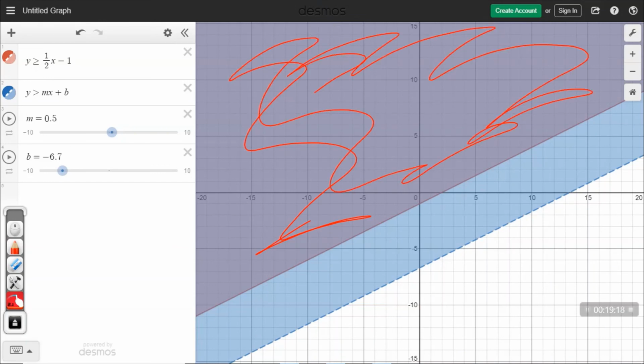So again, we're looking for overlapping regions. You want to find an overlapping region where they meet. That is our system of inequalities. If they do not have an overlapping region, they have no solution. But other than that, they've got one.